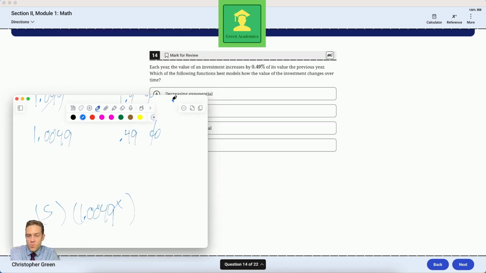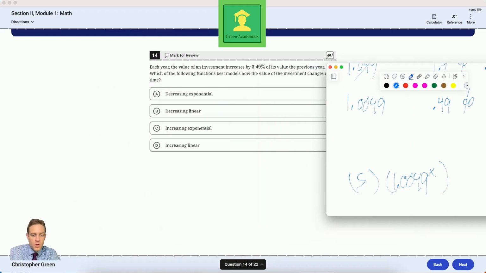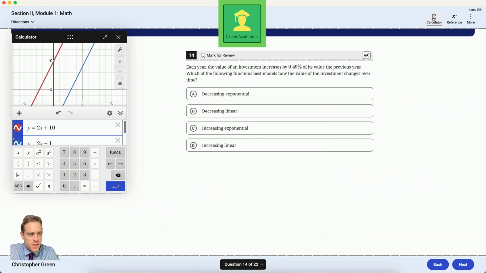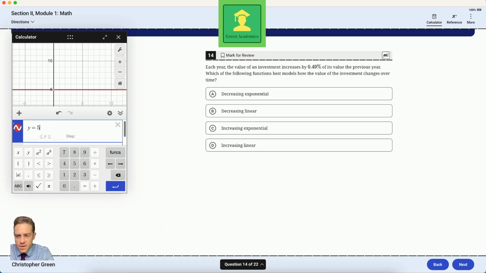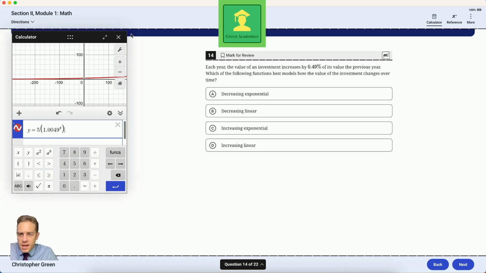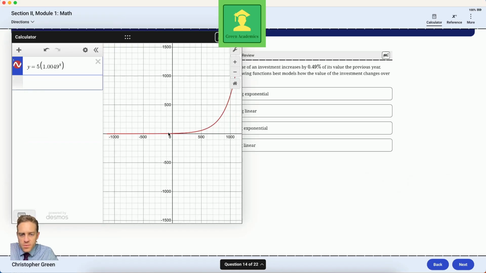Of course, you don't really have to know that, but you could graph that if you wanted to and confirm that it's exponential increasing. Let's look at that. Suppose it was y equaling 5 times 1.0049 to the x power. You'll see that it forms an upward curve when you zoom way out.